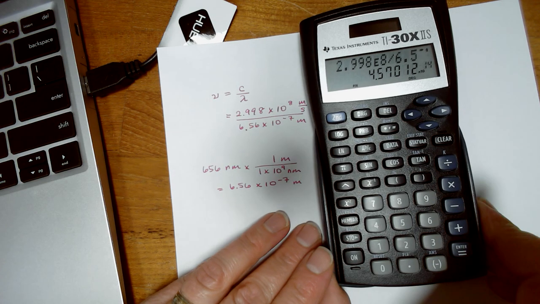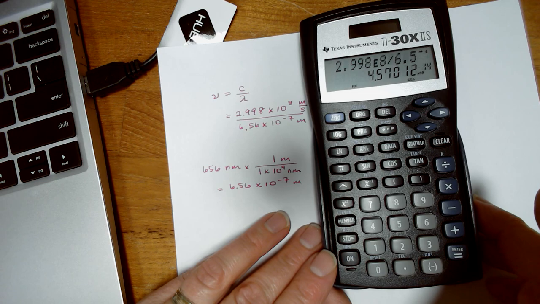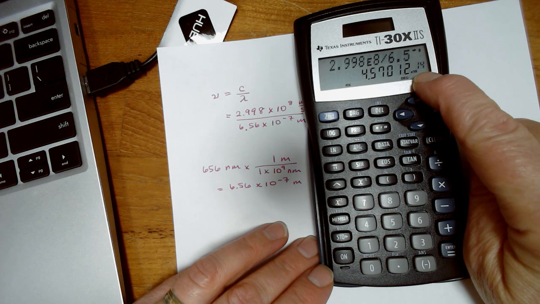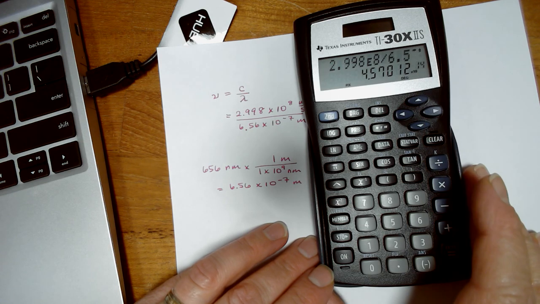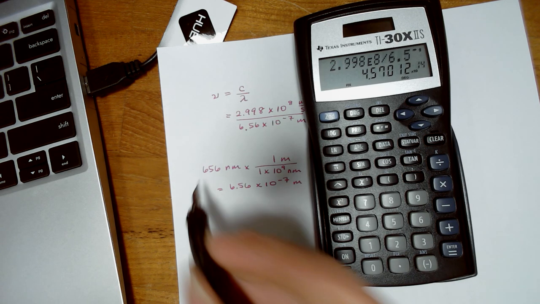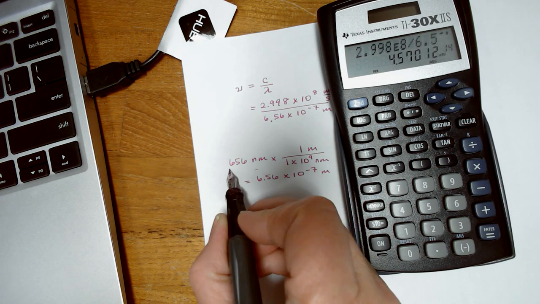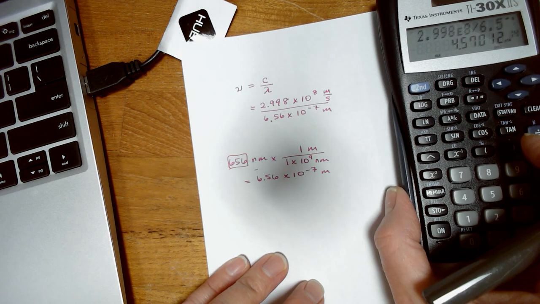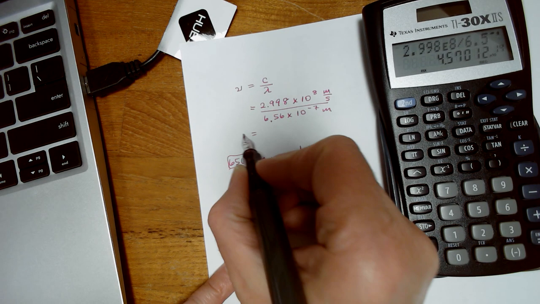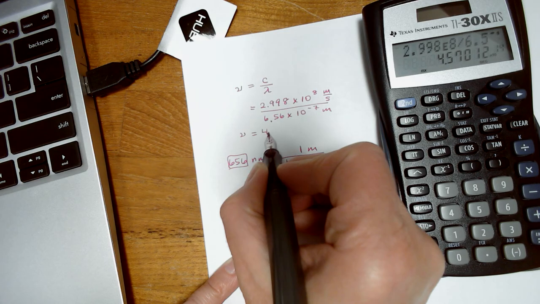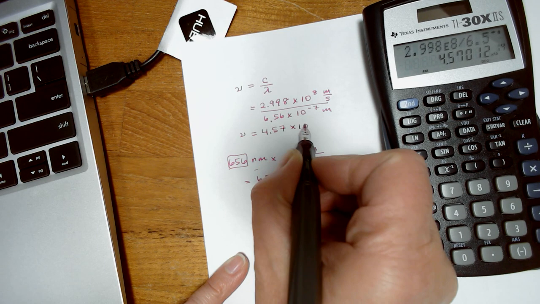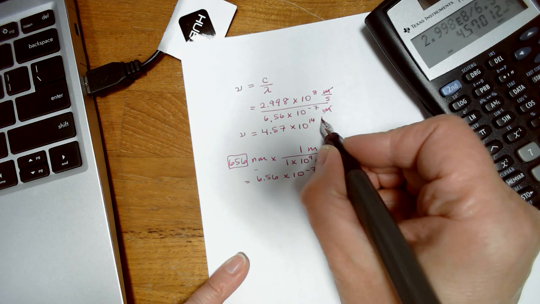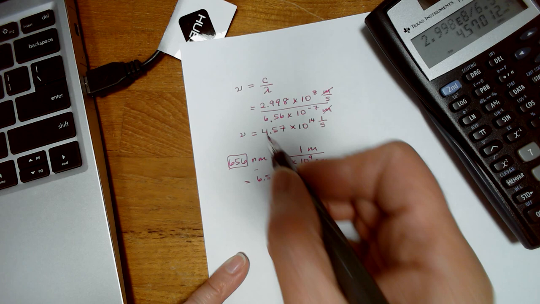So our answer is shown as 4.57012, and then there is a little times 10 to the, right down here by the 14. Since I had 3 significant digits in my original number, I'm going to keep 3 significant digits. So I would write down for my answer that the frequency was 4.57 times 10 to the positive 14. The meter units cancel out. That leaves me with 1 over seconds, which is appropriate for a frequency unit.